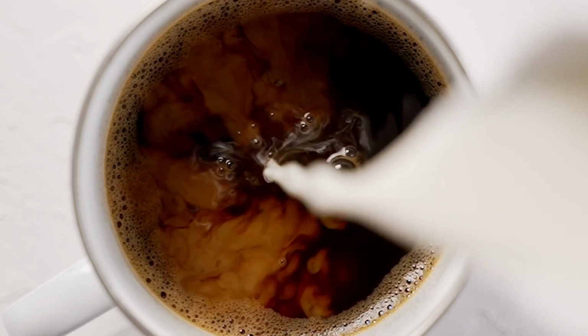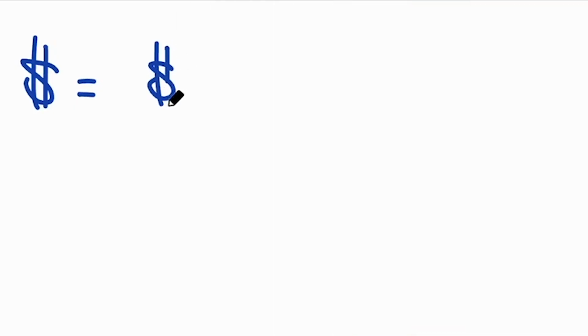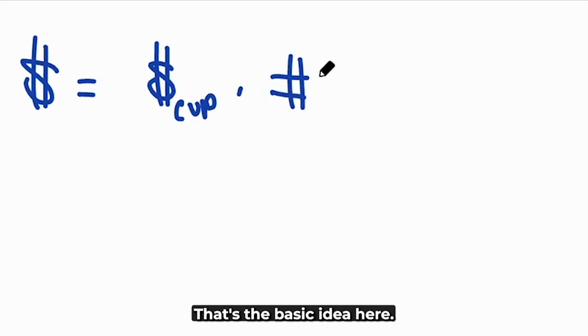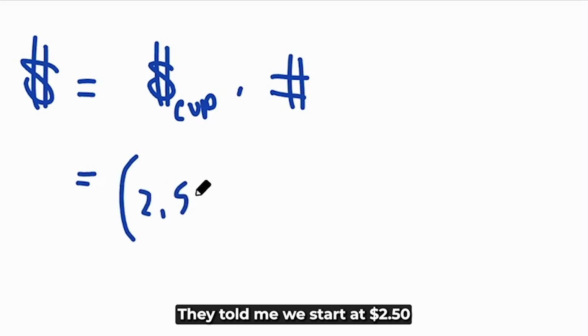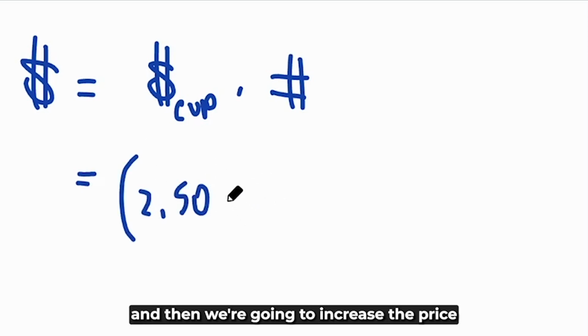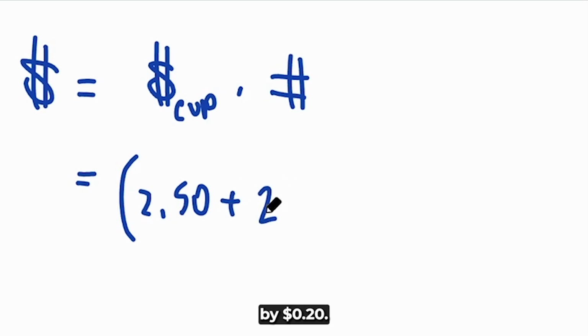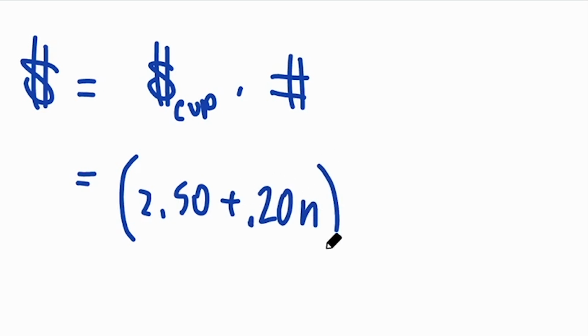Now, how do we really do it? I can think of the total money as being the price per cup times the number of cups that we sell. That's the basic idea here. The price per cup times the number of cups will give me the total revenue, or the total money that this business is bringing in. Well, how do we get the money per cup? They told me we start at $2.50, and then we're going to increase the price by 20 cents, 0.20, some unknown number of times. So that's where that plus 0.20n comes in. That's my money per cup. It's $2.50, and I'm adding 20 cents some number of times.